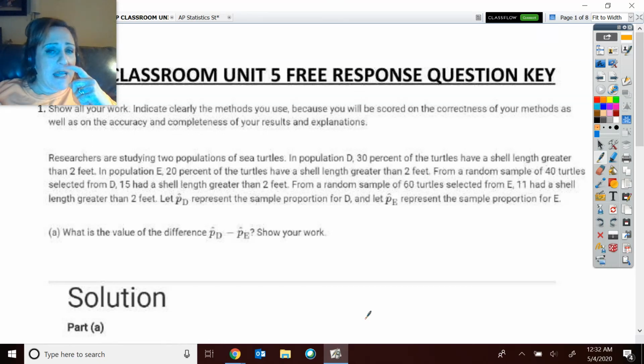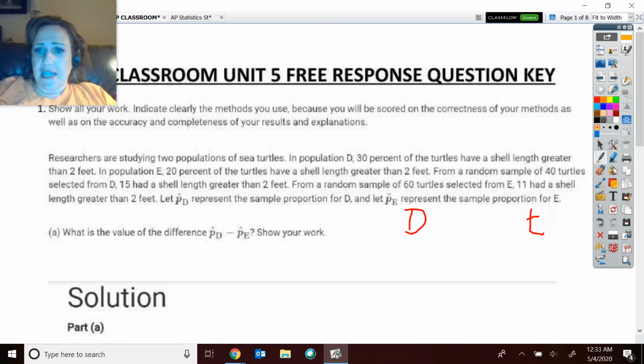Right, this Unit 5 free response material is just Unit 5 in general, paying attention to the sampling distributions. And again, how important it is to pay attention to population notation and understanding of the parent population information versus the sampling distribution with all the samples in it. Okay? All right, so this first problem gives us some information about a population D and about the lengths of the turtles in that population and a population E.